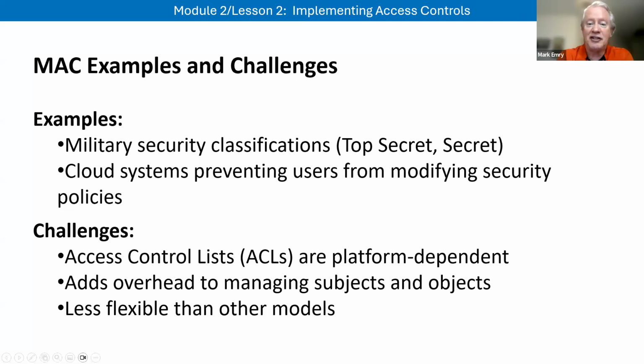Users cannot change access rights. An example of MAC occurs in military security, where an individual data owner does not decide who has top secret clearance, nor can the owner change the classification of an object from top secret to secret classification. More commonly, cloud-based systems use MAC to prevent users, regardless of their privilege level, from modifying policies that could compromise security, such as enabling write access to a website directory.